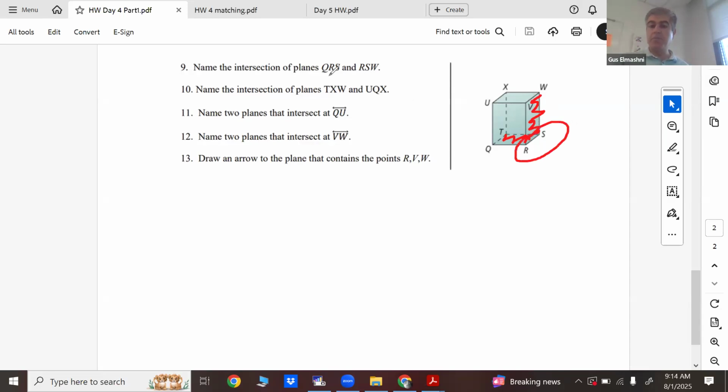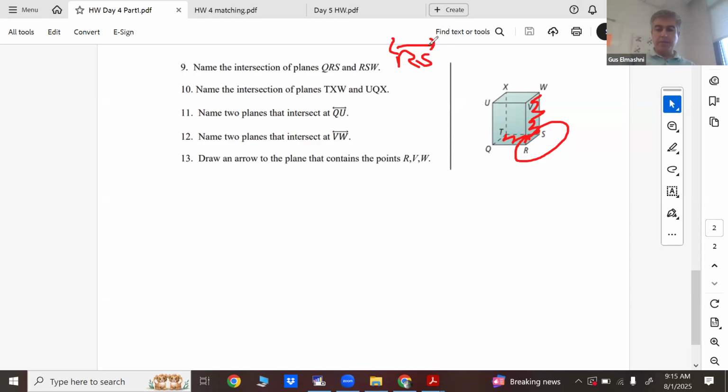What line? Yep, RS. Another way you could tell too, R and S are in both planes, the labels. That's how you can tell. And it's a line, by the way. Sorry, it's not a segment. It's a line. Because planes go on forever, as we talked about, lines go on forever too. So this is something that just extends forever, in all those directions.